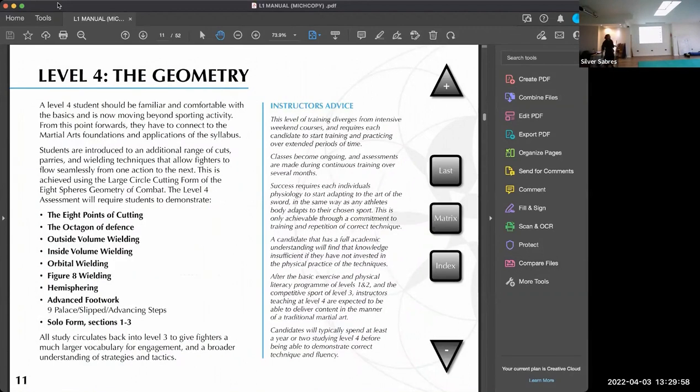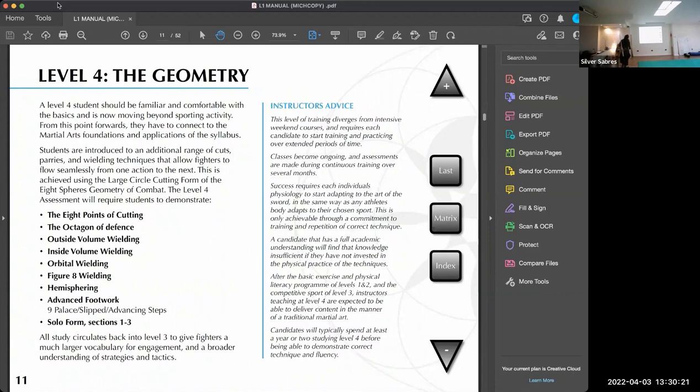Level 4, the geometry. A level 4 student should be familiar and comfortable with the basics and is now moving beyond sporting activity. From this point forwards, they have to connect to the martial arts foundations and applications of the syllabus.